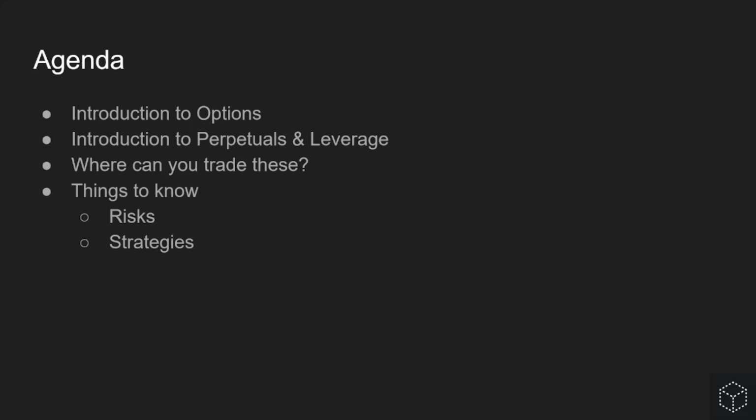So for this workshop, we're going to be introducing options, perpetuals, and leverage. And we're going to be talking about where you can trade these. We'll go over the interfaces, things to look for, things you need to know, like risks and strategies and stuff like that. It's maybe a little confusing if you're first getting into derivatives, but once you know the basics and once you play around with it, it starts to get easier. So let's get into the introduction, and then everyone will have a little bit more knowledge at the end.